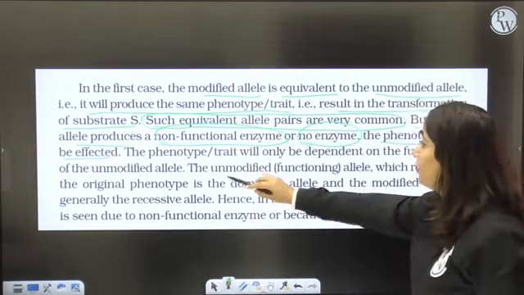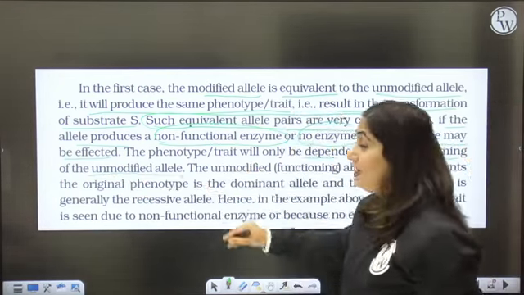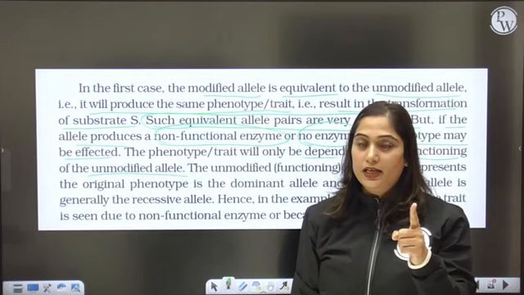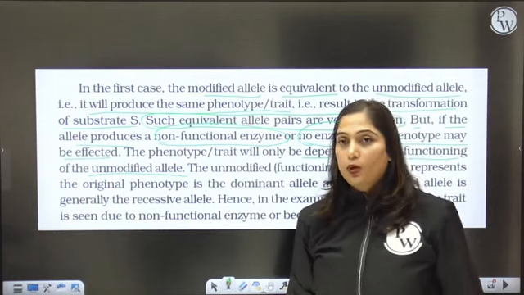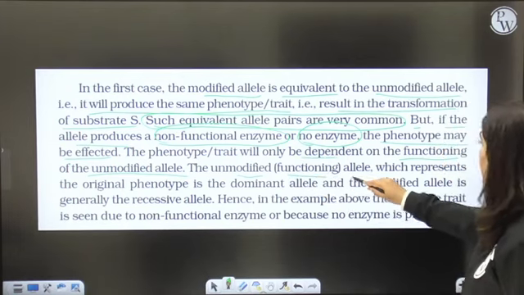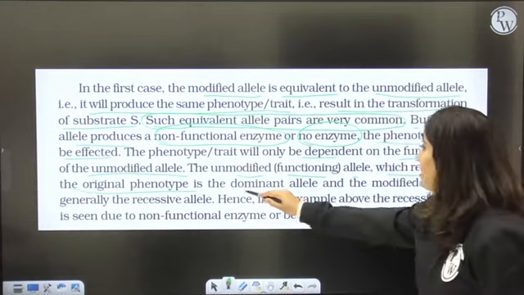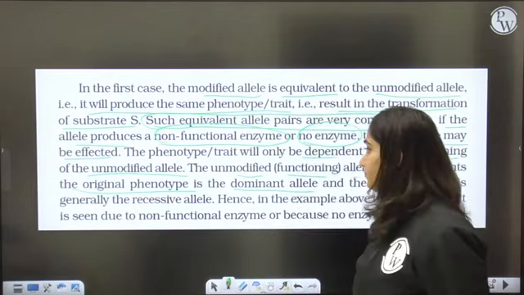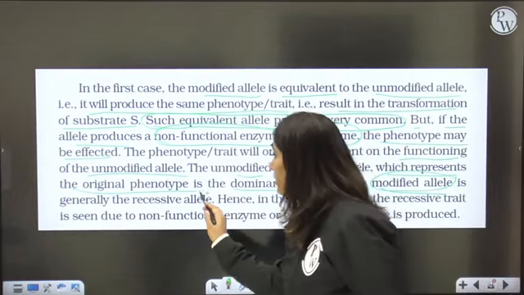The phenotype or trait will only be dependent on the functioning of the unmodified allele. That is, the dominant allele decides the expression, which is the unmodified allele. But the modified allele, which is usually a recessive allele, will not produce the expression. The unmodified or the functioning allele, which represents the original phenotype, is the dominant allele. As we have discussed, original, wild or dominant allele. And the modified allele, the changed allele, is generally the recessive.